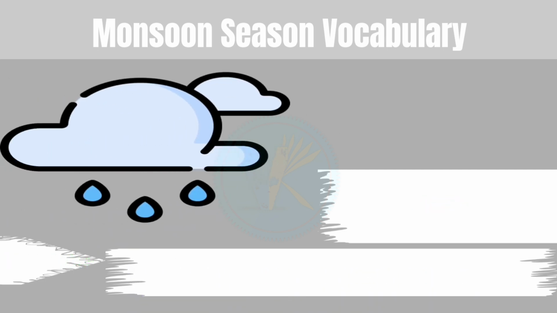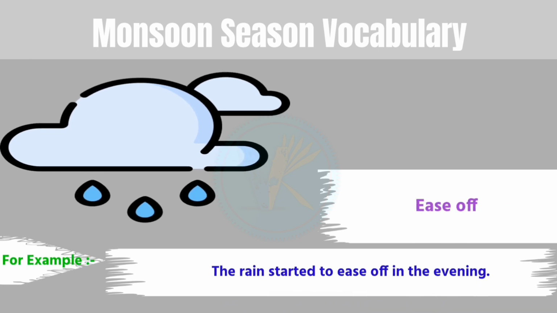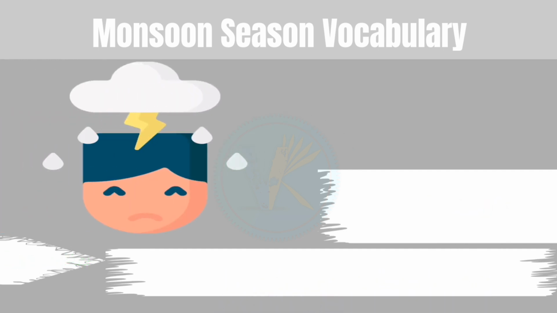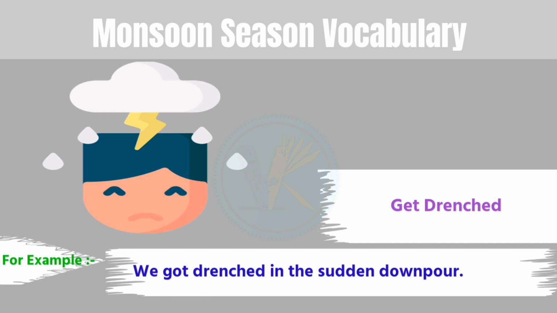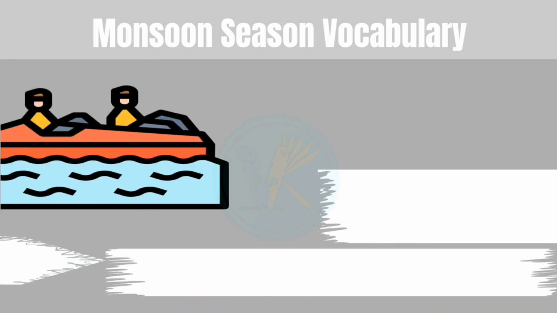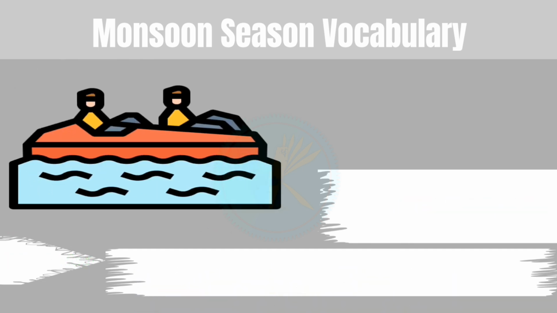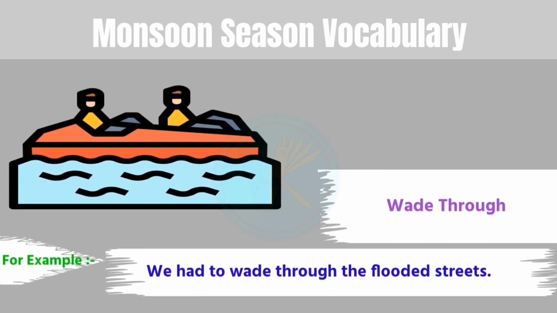Next, ease off. Ease off. For example, the rain started to ease off in the evening. Next, get drenched. Get drenched. For example, we got drenched in the sudden downpour. Next, wade through. Wade through. For example, we had to wade through the flooded streets.